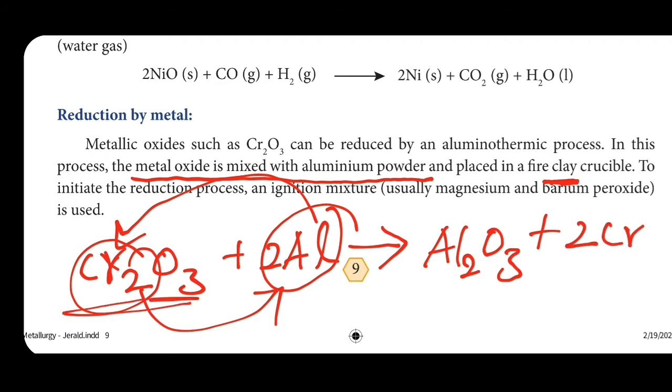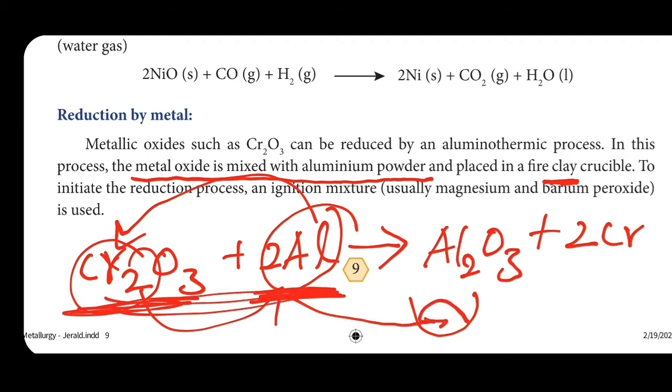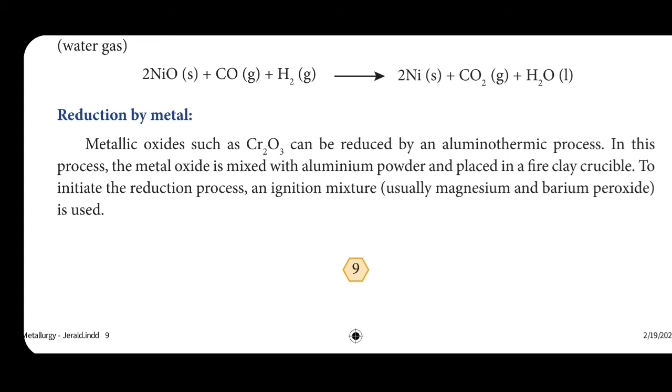So metal oxide is mixed with aluminum powder. Both are placed in a fire clay crucible to initiate the reduction process. So in this crucible, this mixture is taken. Above this mixture, ignition mixtures are taken. Usually that ignition mixture is magnesium and barium peroxide.